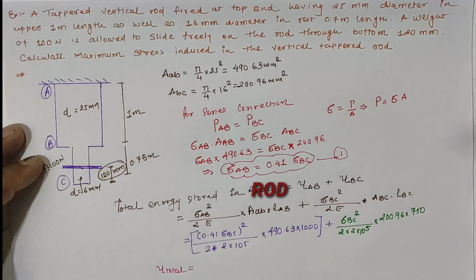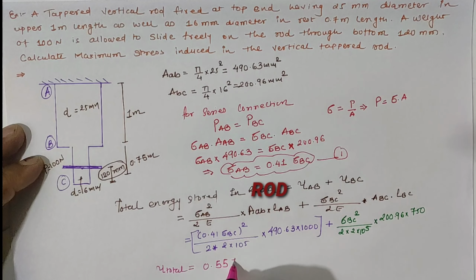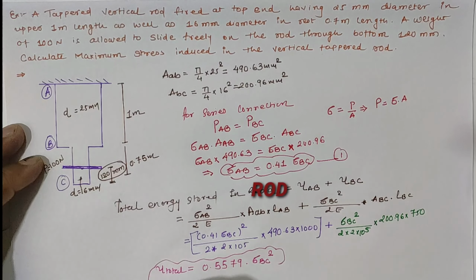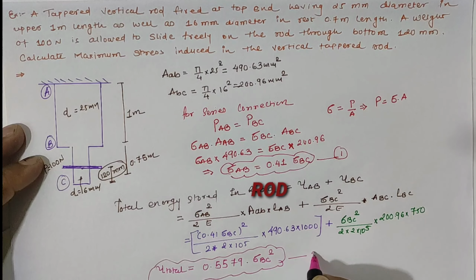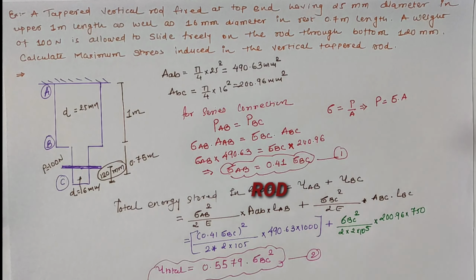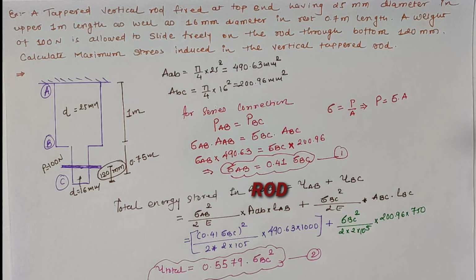Now solving this term, we have the total energy stored in the rod, U total, which is 0.5579 into sigma BC square. So our total energy stored using the equation UAB plus UBC is 0.5579 into sigma BC square.